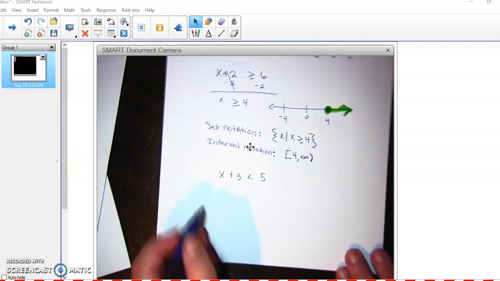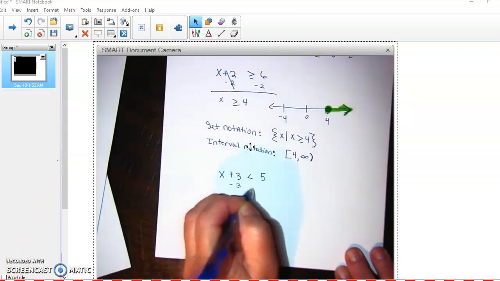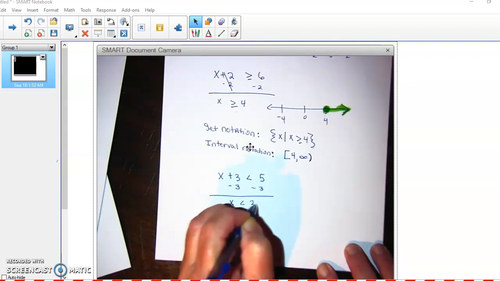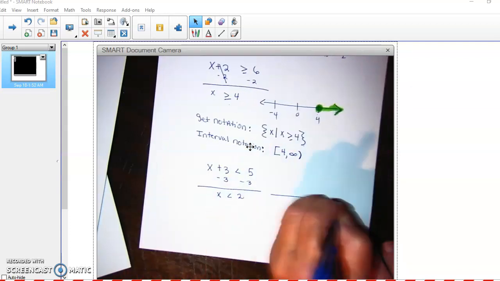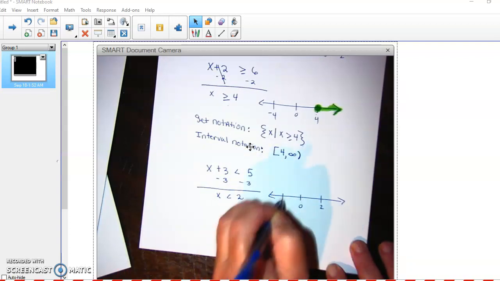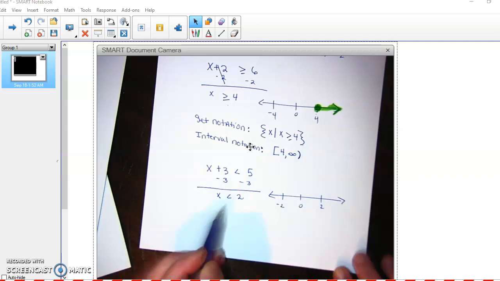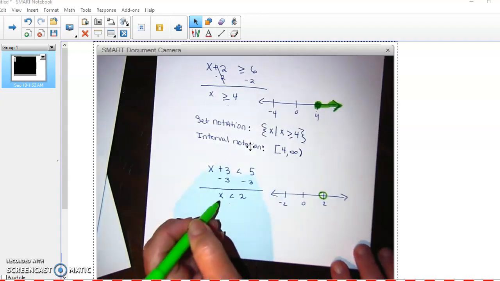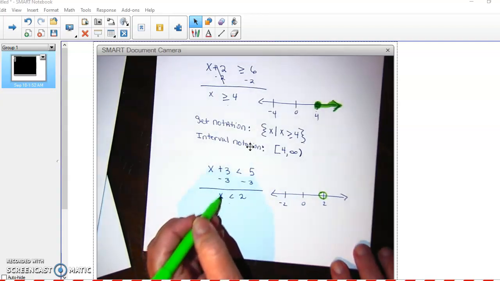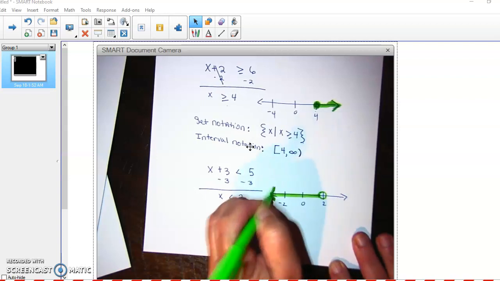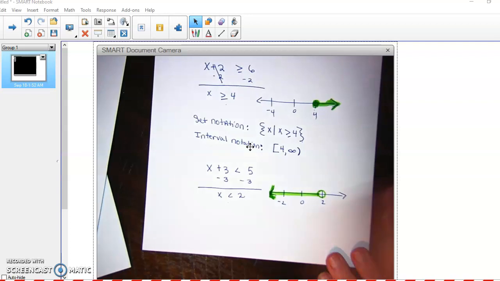Okay, let's try another one. So we're going to subtract 3 from both sides. Okay, so now we're going to graph it. So we're going to do an open circle at 2, which means 2 is not a solution. And all the solutions, the values of x, are going to be every single number less than that 2.